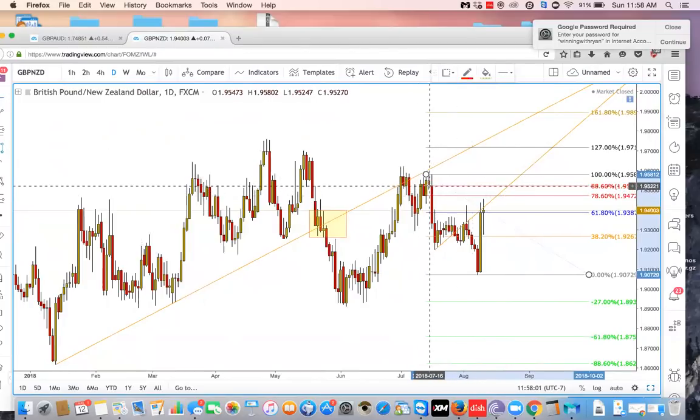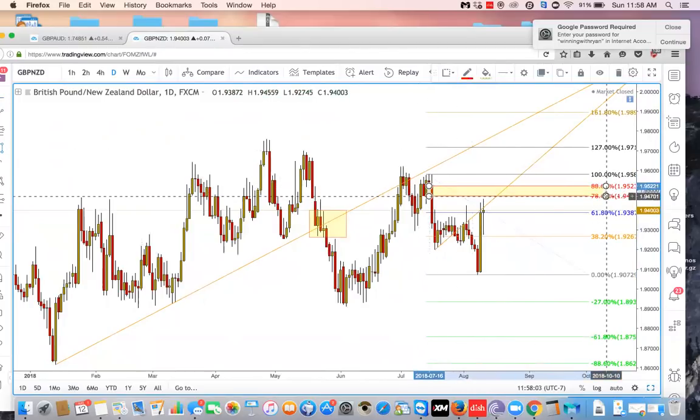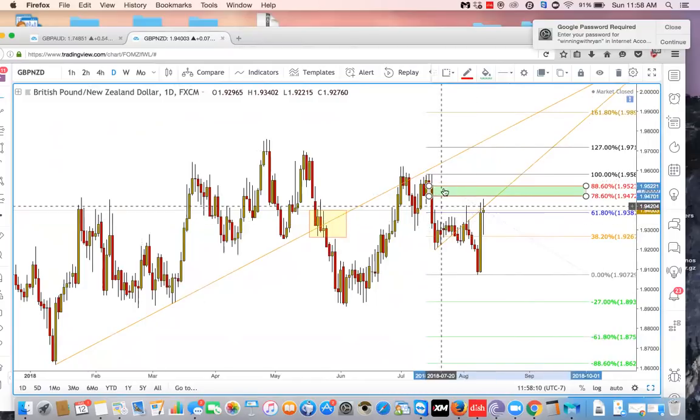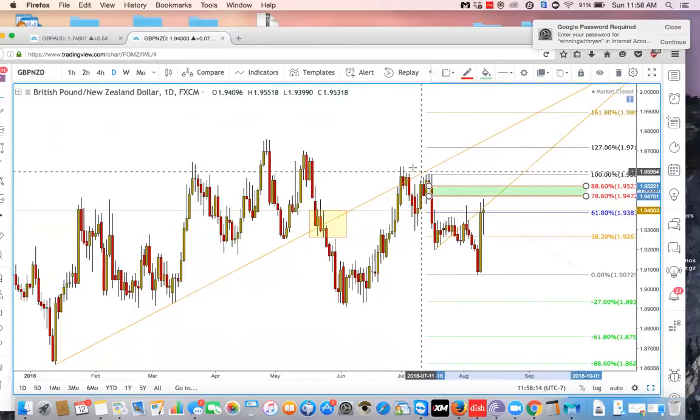So let me just highlight this box. I'm coloring it green. So yeah, if price could come into this area, this would be my ideal sell zone, and then my stops would be anywhere from 15 to 20 pips above these highs.